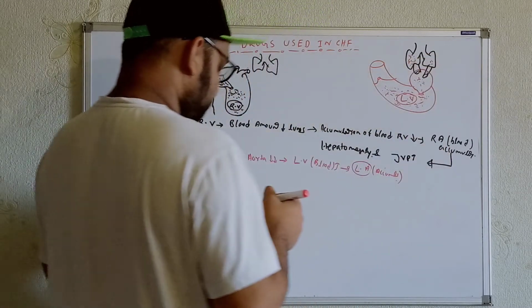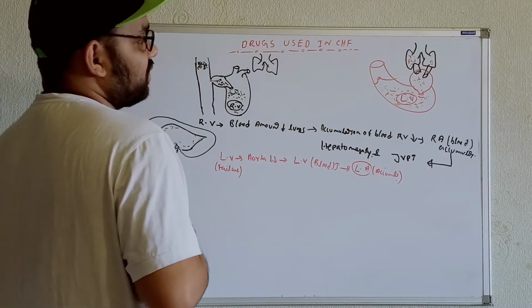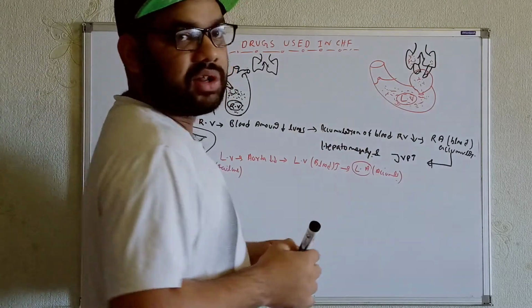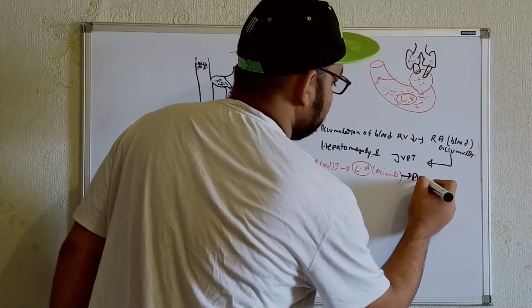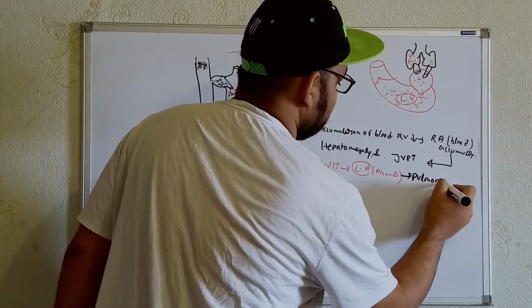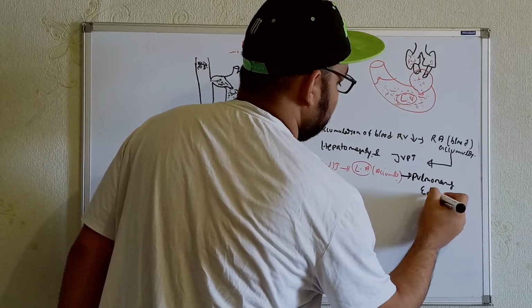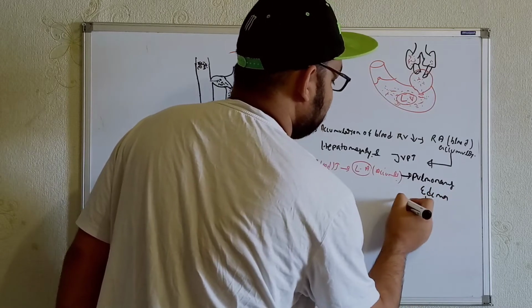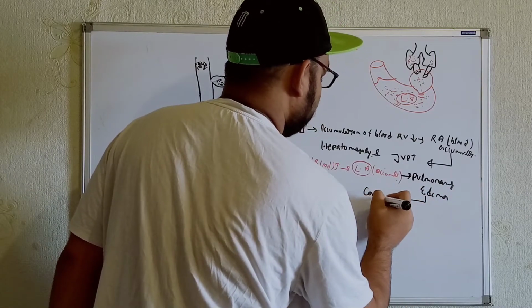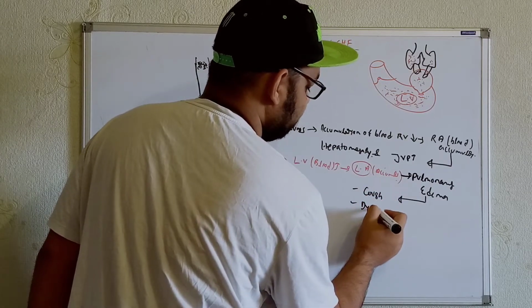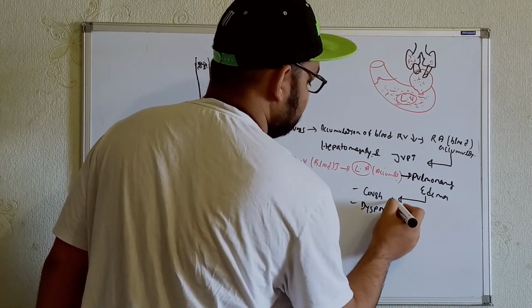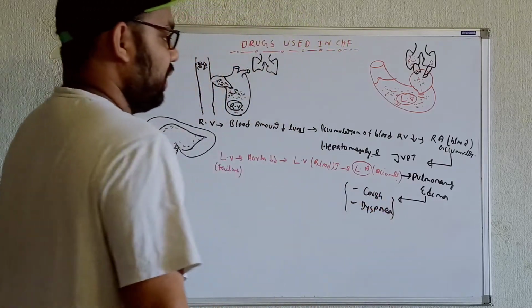So whenever the blood or fluid gets accumulated within the lungs, that will cause pulmonary edema. And whatever we'll see over here, we'll get the cough, production of cough, we'll get the dyspnea, that means shortness of breath. With this type of manifestations, we'll get over here.